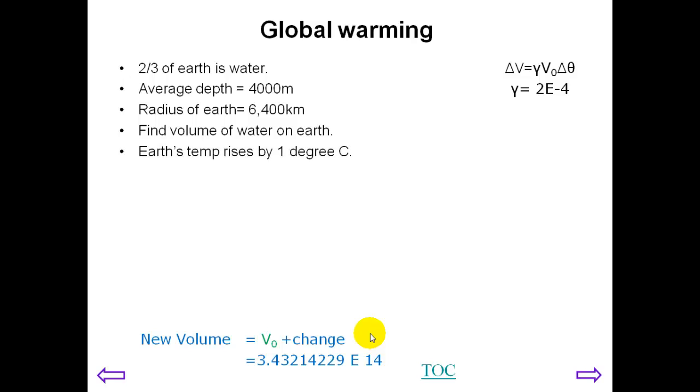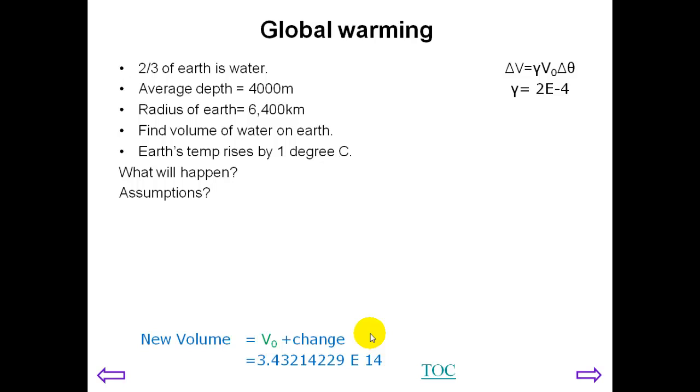Let's say that the Earth's temperature rises by 1 degree centigrade. What will happen? So you find the volume of the water on the Earth, which is basically the area of the Earth, 4 pi r squared, times by the depth. What are the assumptions? We're assuming that when the water expands, it just expands in a vertical direction. It's not going to spread out sideways. Of course, when it goes onto land, it will spread sideways.